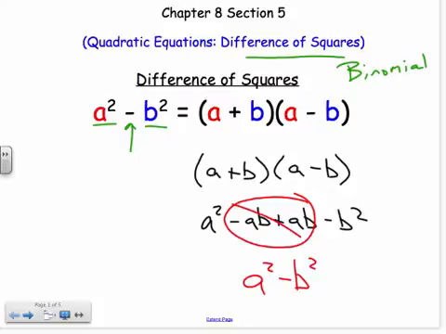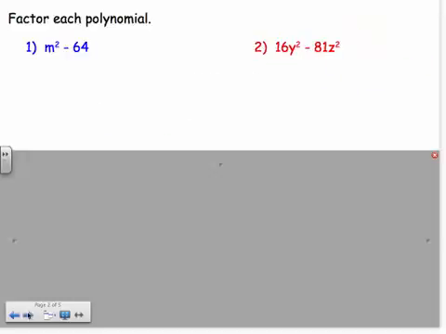So we're going to take that a squared minus b squared, and we're going to factor it back out into that product of two binomials. So let's take a look. It'll make much more sense going through examples here. There are just two things we want to look for. Look to see if it's a difference, and look to see if you have squares for both terms.